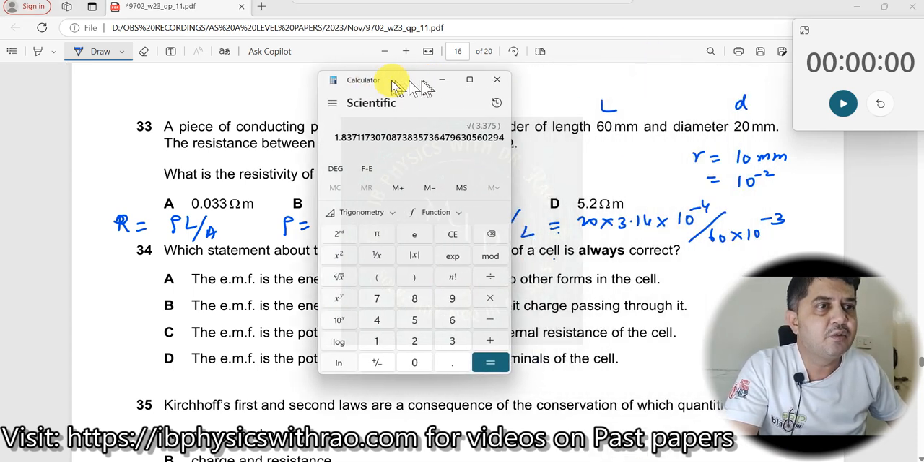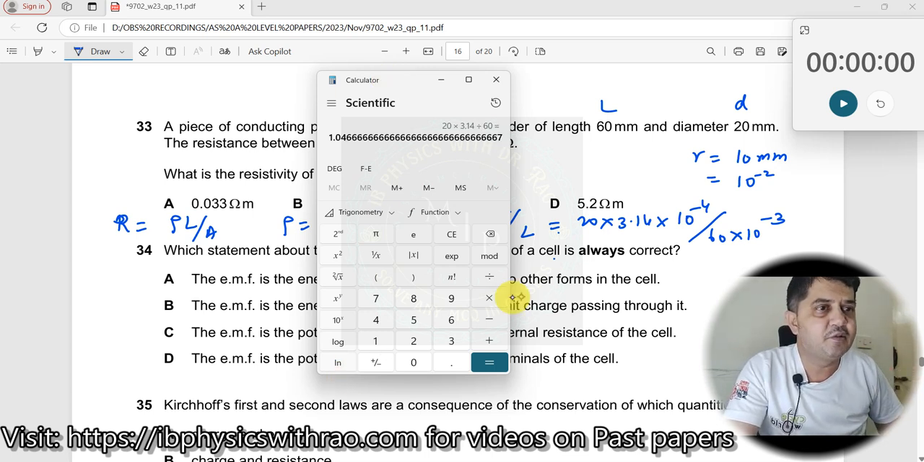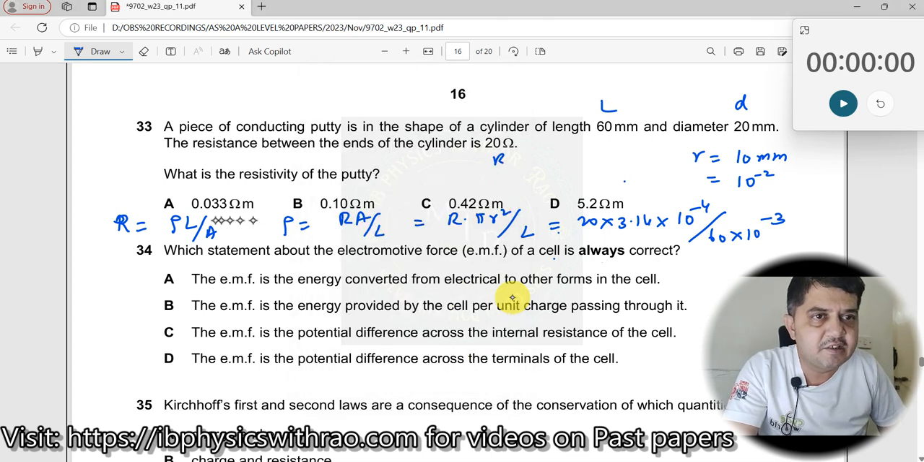Okay, so now we have 20 star 3.14 divided by 60. So I get the answer as 1.04. Let me check whether this is 1.04. 1.04 is not there, but you have 0.1. I think this should be the right answer. But if you want, you can still proceed further.